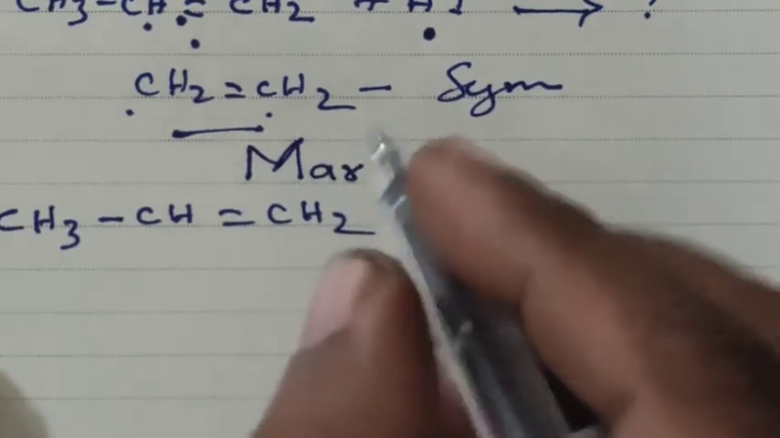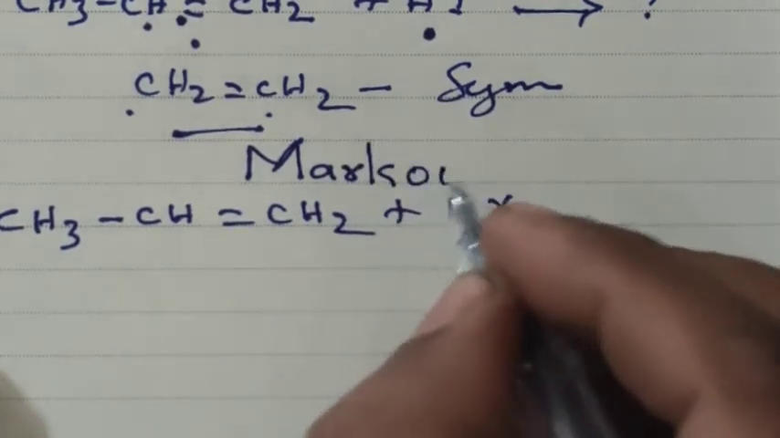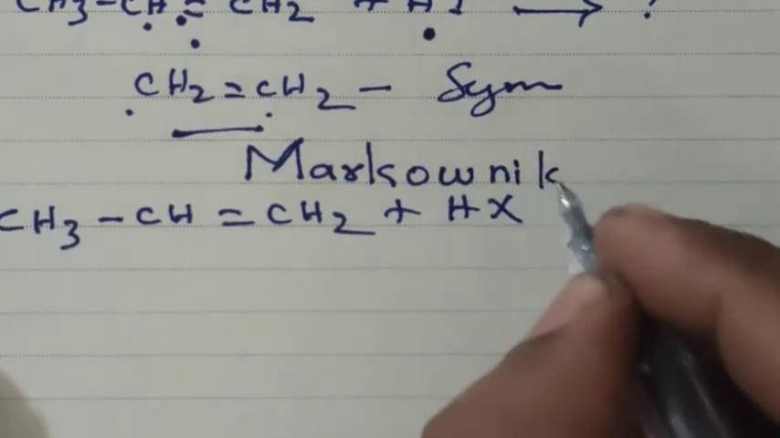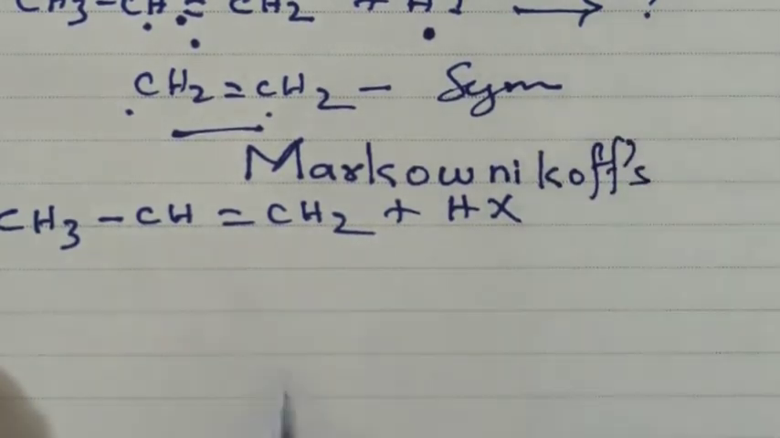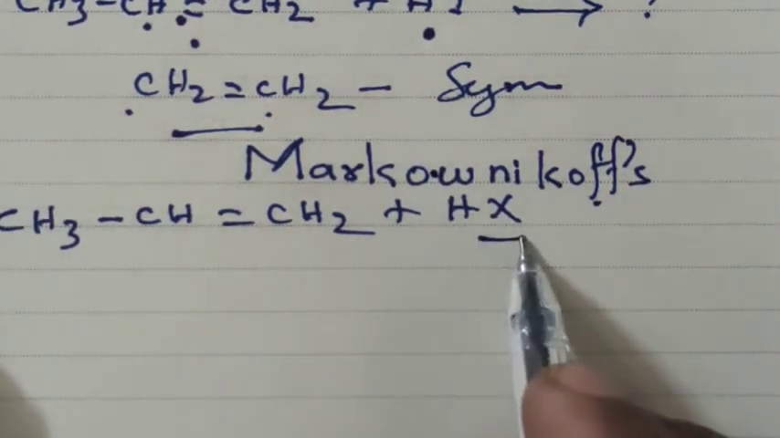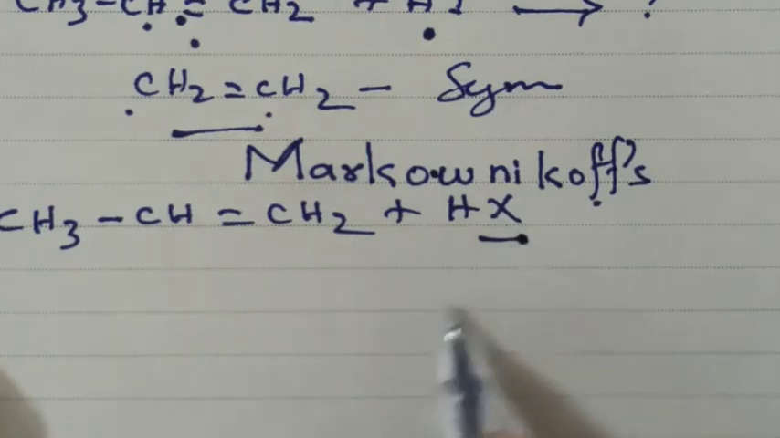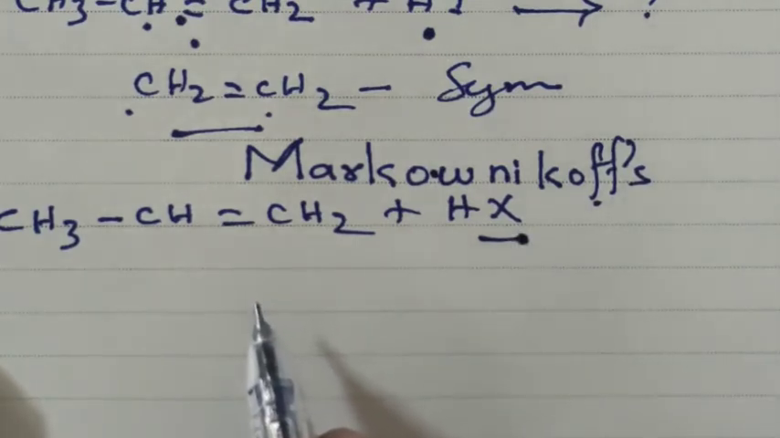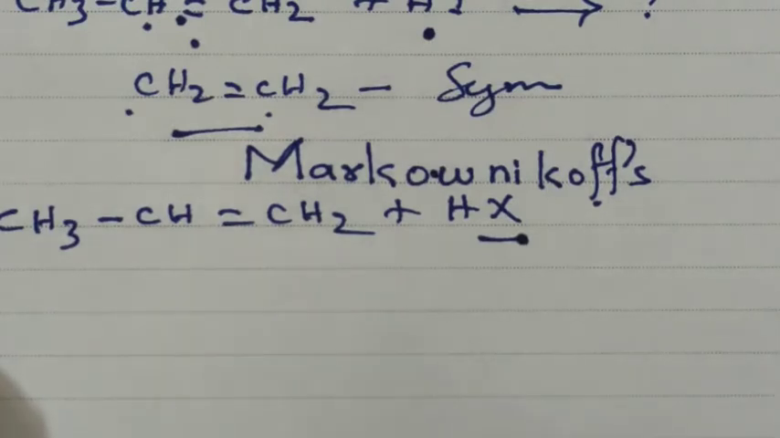Markovnikov, M-A-R-K-O-W-N-I-K-O-F-F, Markovnikov's rule. What do you mean by Markovnikov rule? The negative part of the addendum goes to the double bonded carbon which is lesser in hydrogen. This is called Markovnikov rule.